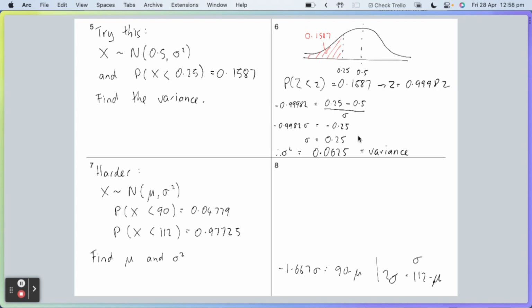Tian, what does inverse norm do? Okay, so inverse norm says if you know the area, please tell me the value. So remember, area equals probability. So if you're given the probability, work out what that value is. Note that it's Z less than little z though, or it's the less than value.